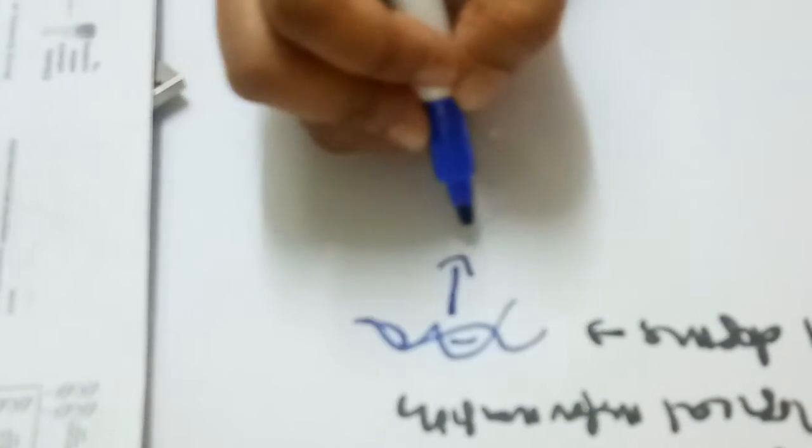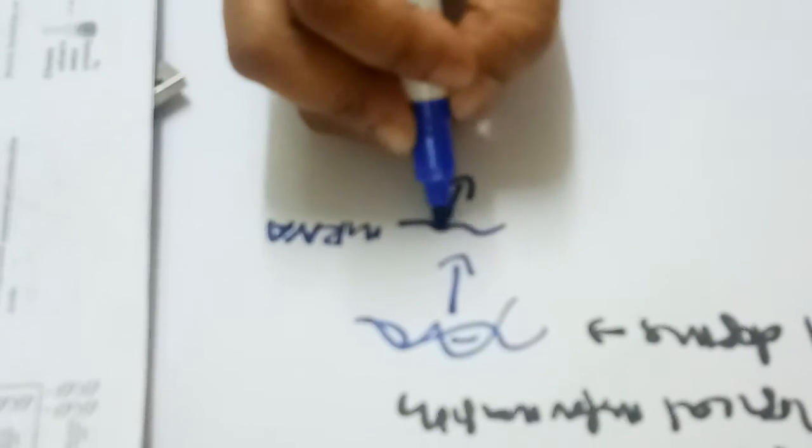From the DNA that is present in the nucleus, this DNA will be transcribed to form a single strand of mRNA, and after that this mRNA will be translated. This is the transcription process, and this is the translation process. Translation occurs in the cytoplasm, while transcription occurs in the nucleus.